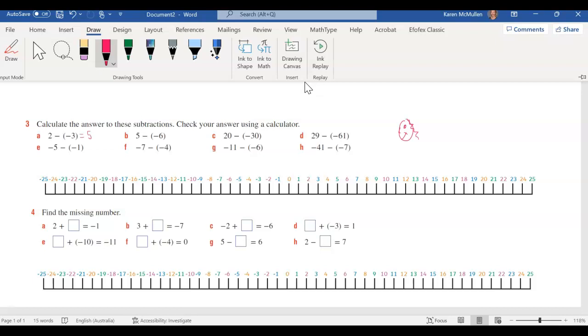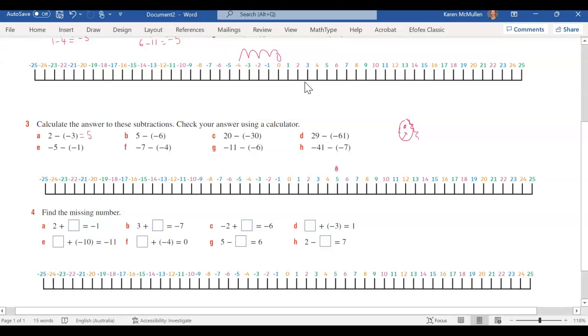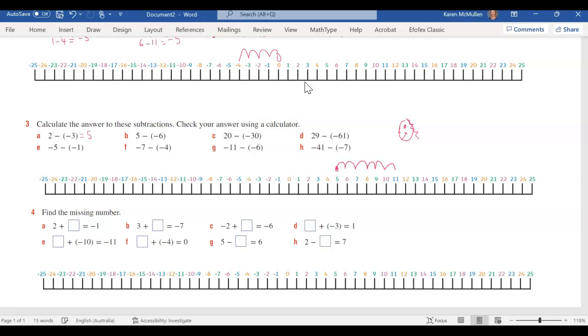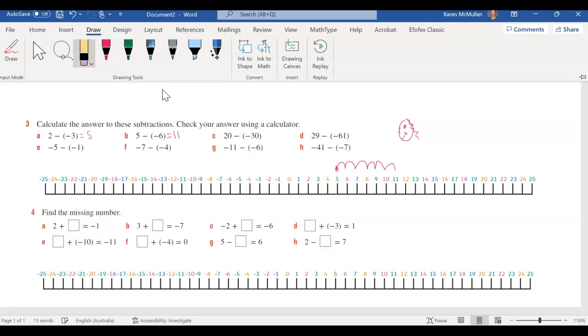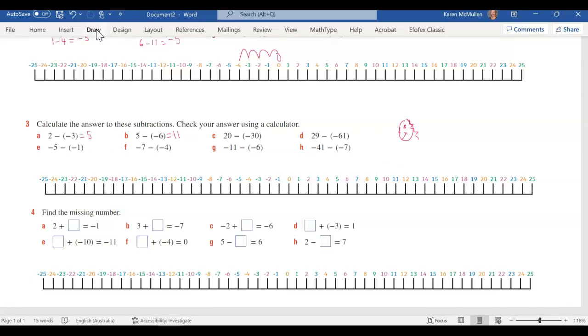All right, for the next one, we're starting at 5. Same number, starting there at 5. And remember, Narelle's facing the negative direction, and then she's going to be moving backwards 6. So 1, 2, 3, 4, 5, 6. And she ends up at 11.